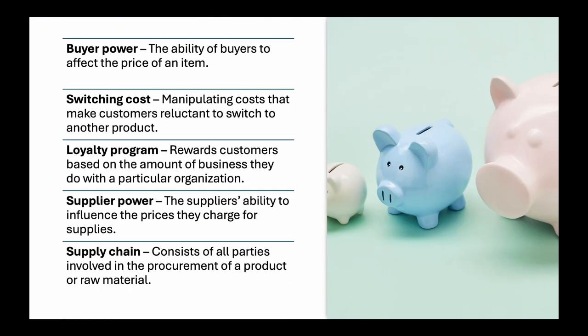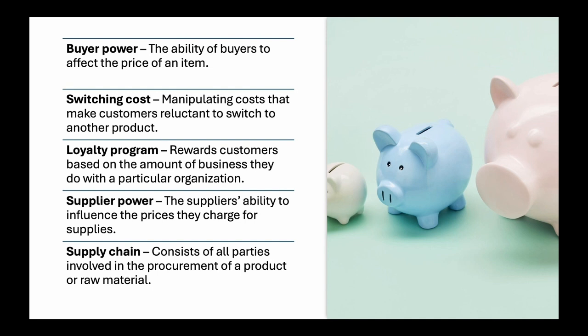Buyer power قوة المشتري: ability of buyers to affect the price of an item. يعني إذا في عندكم انتو كتير competitors وفي كتير buyers، فالباير بيكون بيقدر يروح على other alternatives بسهولة، فهذا ليش عنده الباير باور أكتر increases. يعني switching cost: manipulating cost that make customers reluctant to switch to another product. بتقللوا الأسعار وبتضبطوا الأسعار عشان تخلوا الكاستمرز بس يشتروا من عندكم وما يروحوا to your competitors.